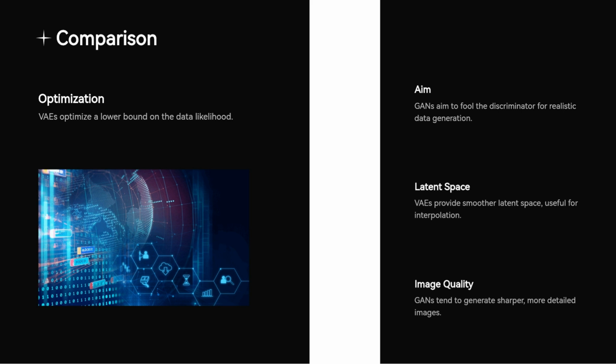Latent space. VAEs are known for their smooth latent space, allowing easy interpolation between points. This makes VAEs useful for tasks that require controlled or continuous variations, such as generating images with gradual changes, e.g., morphing between faces. Image quality. GANs typically generate sharper, more detailed images because they focus on making the generated images indistinguishable from real ones. VAEs, while useful for understanding data distributions, sometimes produce blurrier images due to the probabilistic nature of the model.